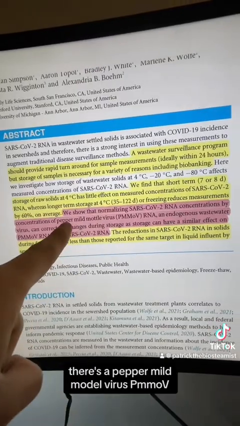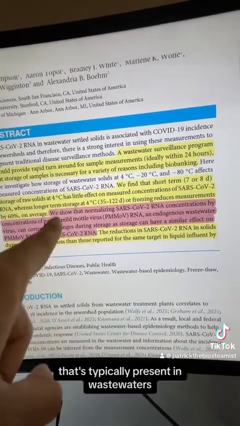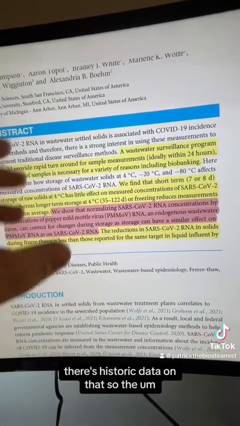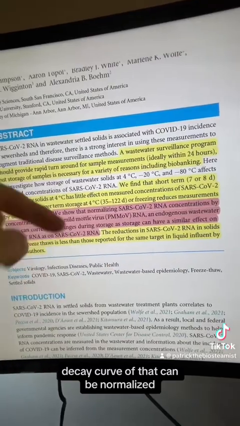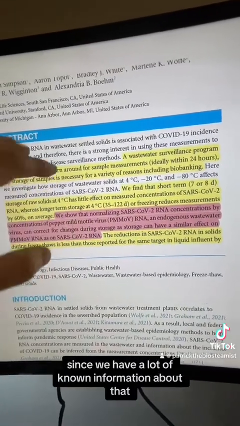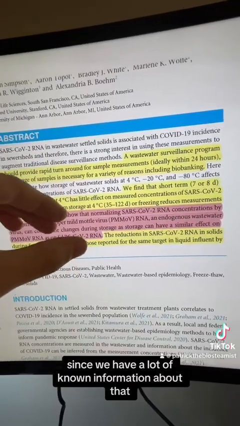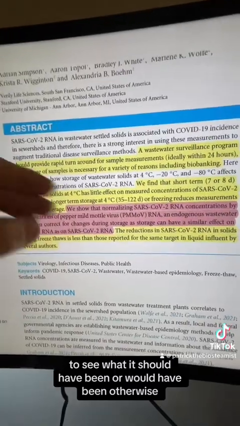And interestingly, there's a pepper mild mottle model virus, PMMOV, that's typically present in wastewater, so there's historic data on that. So the decay curve of that can be normalized, so you can use that as like a correction factor, since we have a lot of known information about that, to correct for these reductions to see what it should have been or would have been otherwise.